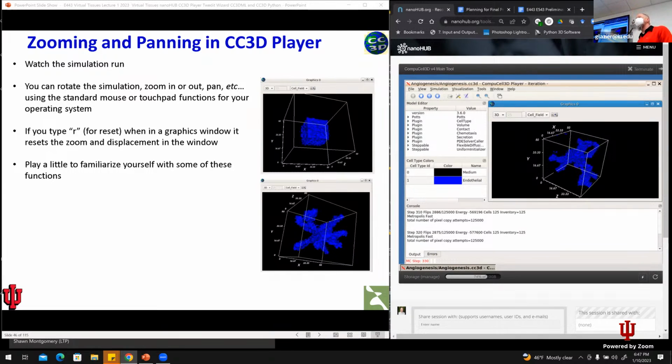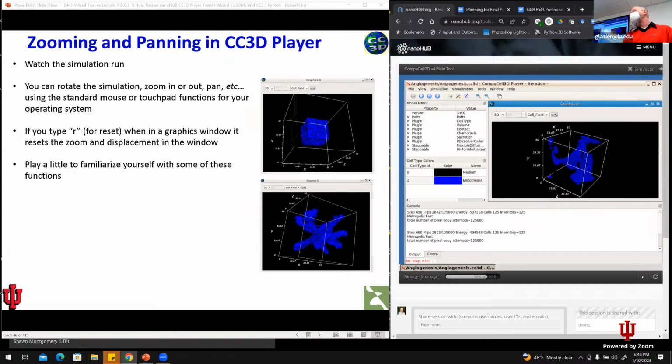R stands for reset. If you hover over the screen, it's easy to accidentally scroll off to the side or make things huge or tiny, and you can lose your visualization. So R is supposed to reset it. Okay, were people able to get it to run?